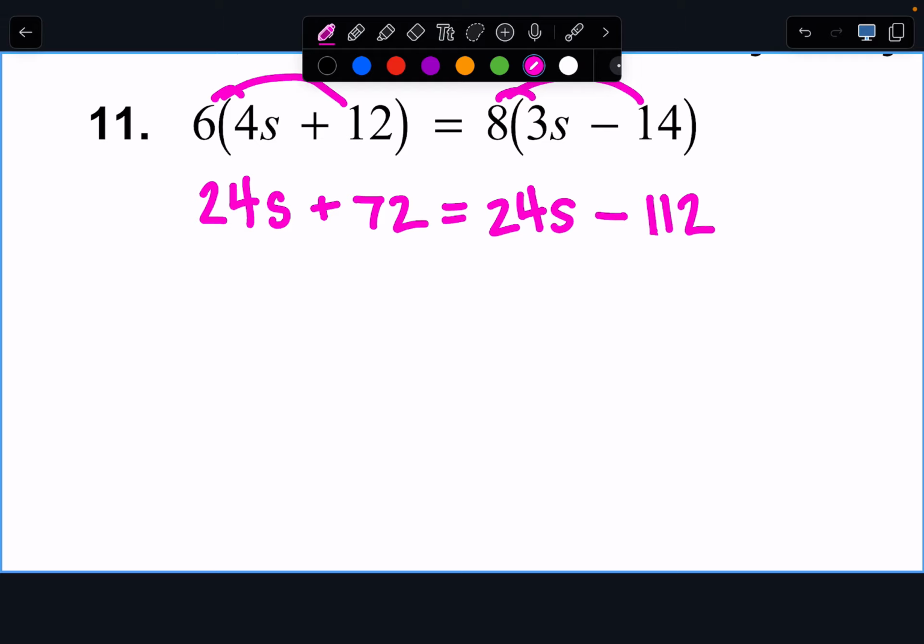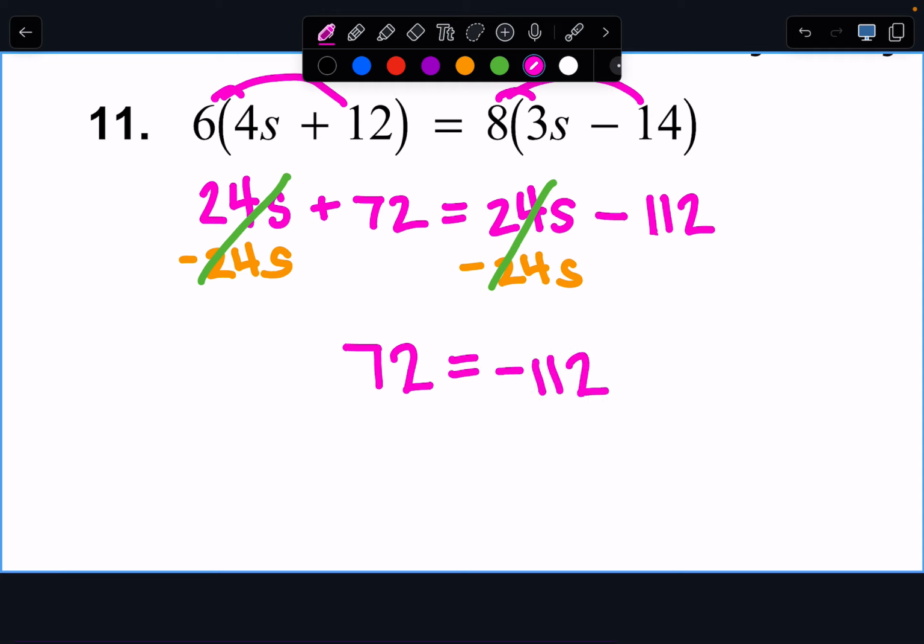Interesting. Okay, so which side should we move the s's to? Oh, the left. It doesn't matter. Okay, I'm going to move them to the left side. What happens? The s's cancel out on both sides, and I have 72 equals negative 112. It's a no solution. Okay, since these two don't equal, we have no solution.